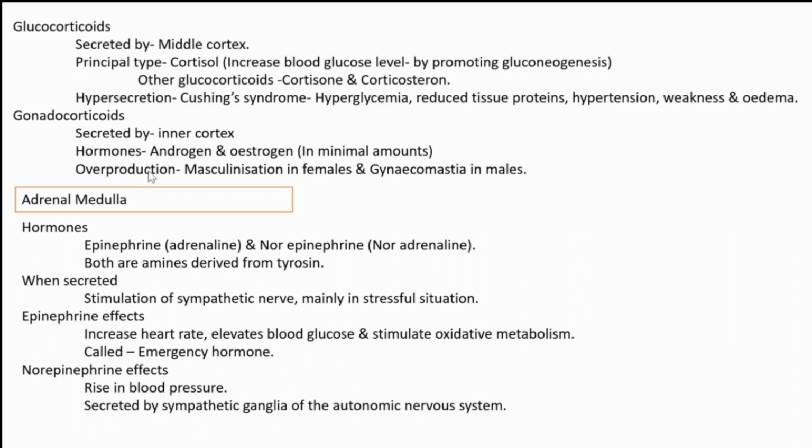What happens if they are produced in overdose? It results in masculinization in females. Females will develop muscles. And in males it leads to gynecomastia. Gynecomastia means excessive overdevelopment of breasts in males, like that of females. These are the conditions that will result when gonadocorticoids are produced in overdose.